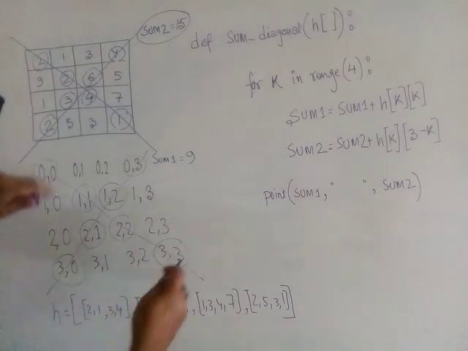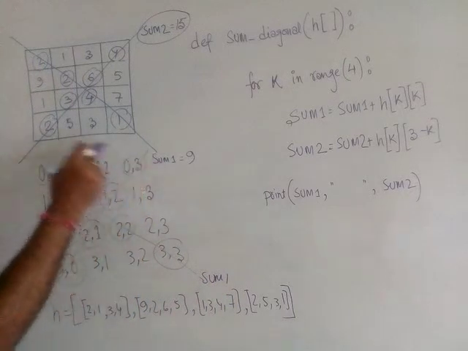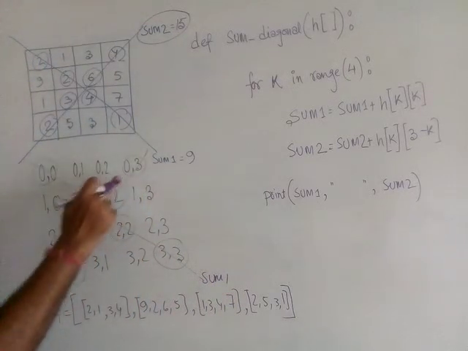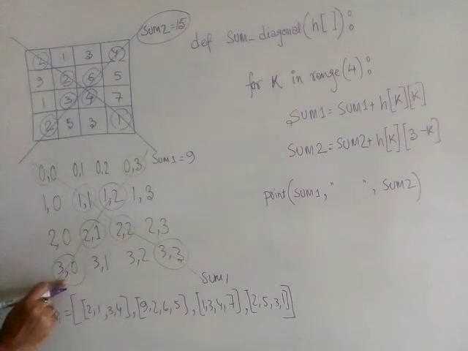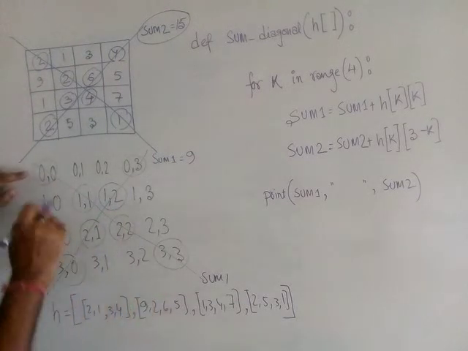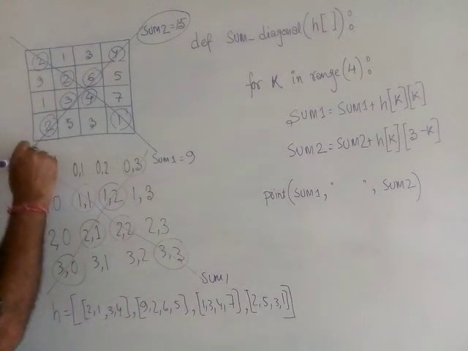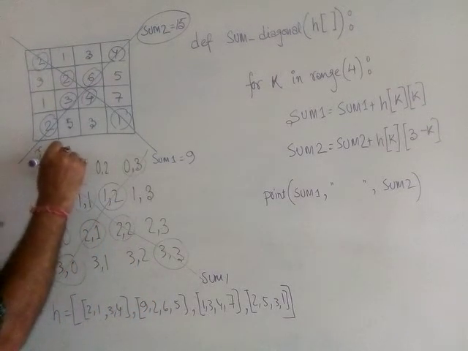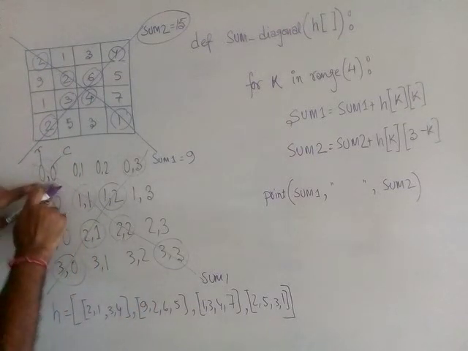That is your sum 1, and if you want to sum up along this diagonal, the other one, then it will be 0, 3, 1, 2, 2, 1 and 3, 0. So what you have to observe here, look at the pattern of row and column. I can imagine this is my row value and this is my column value. In every location, you just observe the row and column.